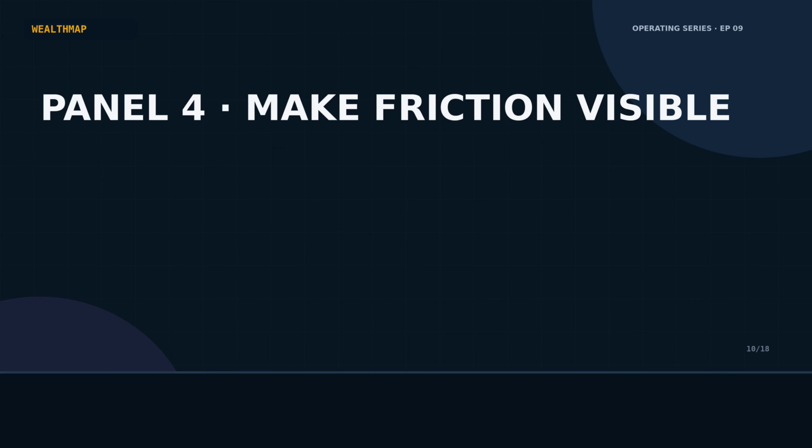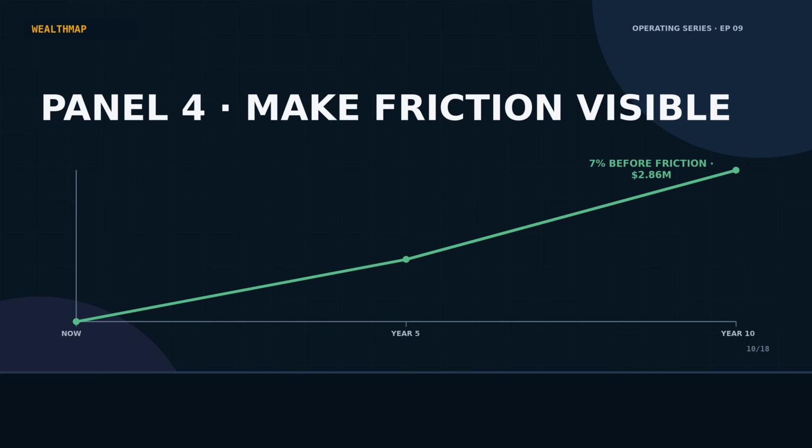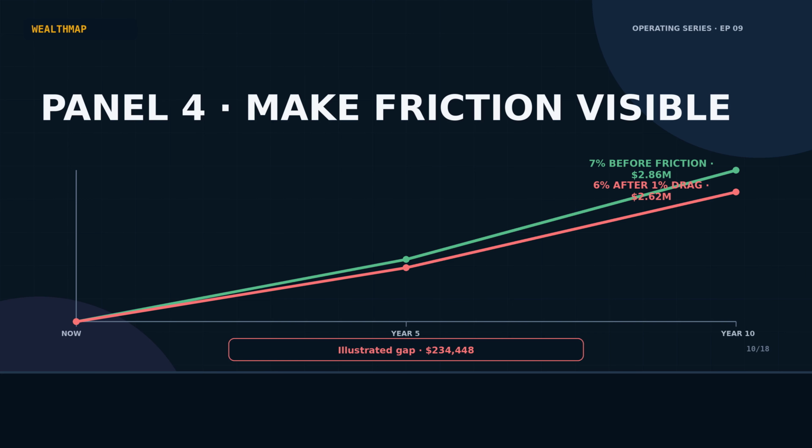The fourth panel is friction. Reduce the illustrated net return from 7 to 6%, and the 10-year value falls by about $234,448. That gap is roughly 6.5 years of $36,000 contributions.